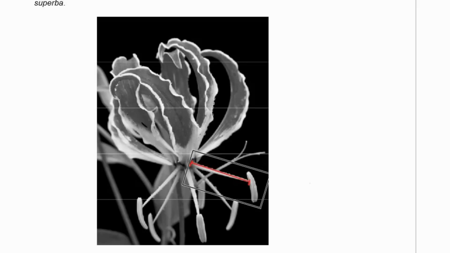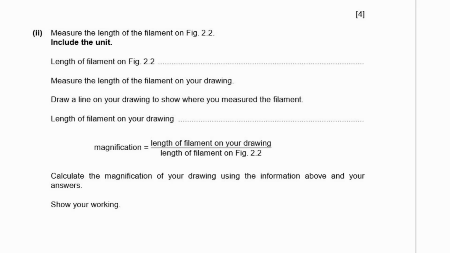Okay, because I printed it out on a slightly different size paper, I measured 27 millimeters. But anything on this one, anywhere between 27 and 31 millimeters is okay. But if you're printing it out on a different size piece of paper, you might have a different measurement. That's okay. You can either work with what you have or what's in the mark scheme. As long as you know how to measure it, that's okay. So 27 millimeters is what I measured. So the length of the filament on figure 2.2 is 27 millimeters. You could do it in centimeters as well, but that's why they say you have to include the unit.